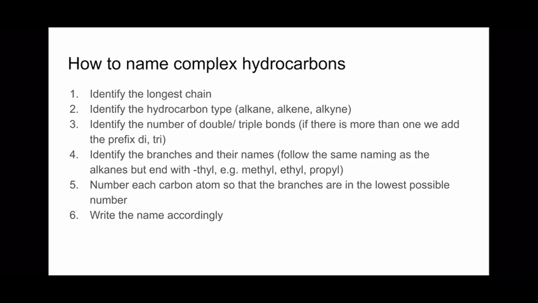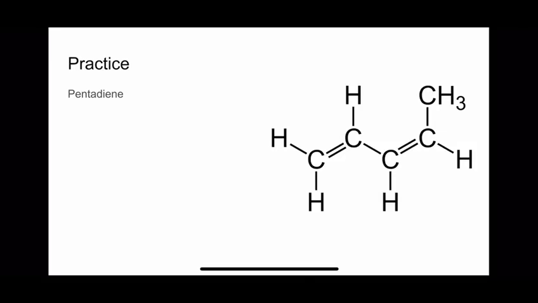Follow the same naming as the alkanes, but end with -yl. So, for example, instead of methane, we go methyl. Instead of ethane, we go ethyl. And instead of propane, we go propyl. And fifth, we number each carbon atom so that the branches get the lowest possible numbers. And you will understand this when we get into the practice and writing the name accordingly.